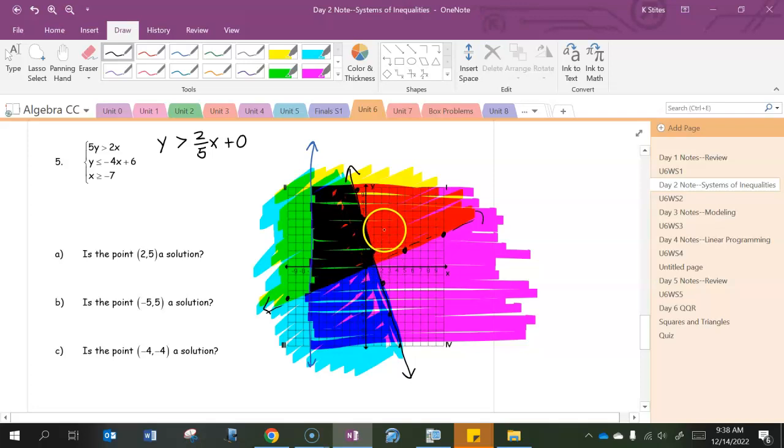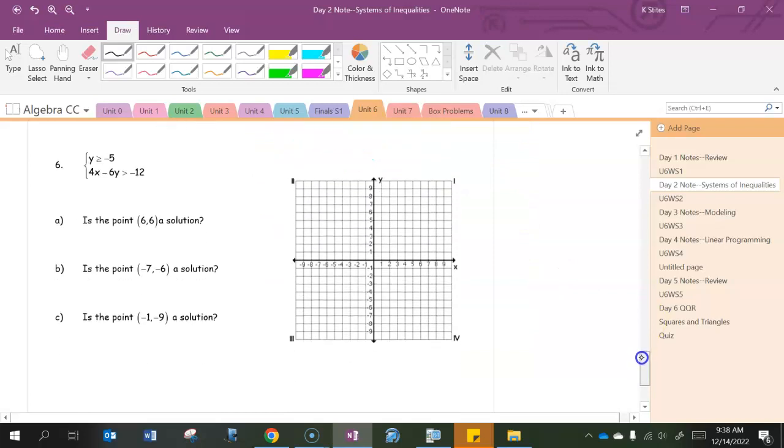Okay, so let's check these points. 2, 5, that's going to be a no. It's got to be in that black region. -5, 5, all right, I can't really see my numbers, but that's going to be up here somewhere, so that's going to be a yes. -4, -4, that's going to be over here somewhere, but then down, so that's going to be a no. All right, again, you've got to be in the region that has all of the shading. Okay, all right, we're going to do one more.